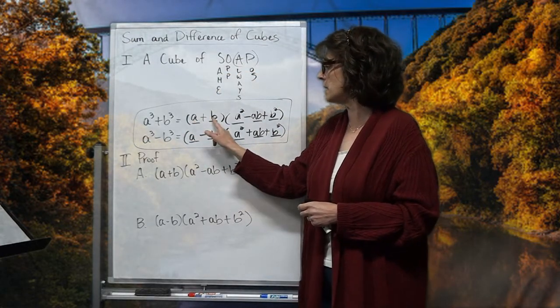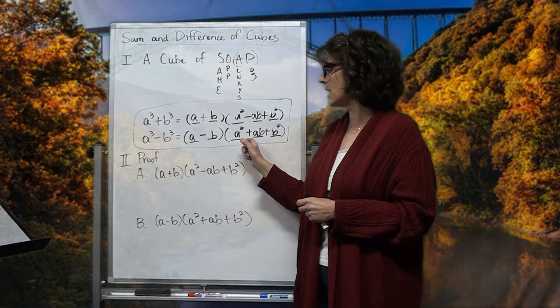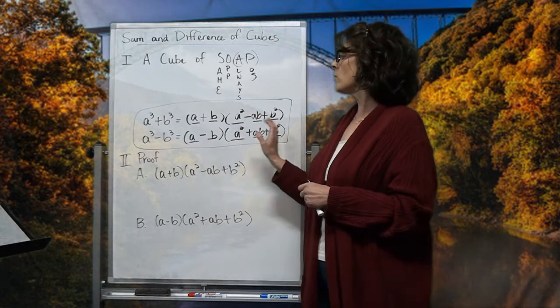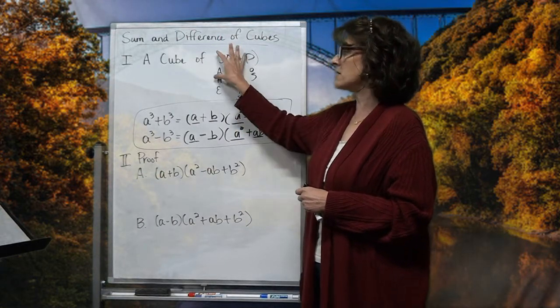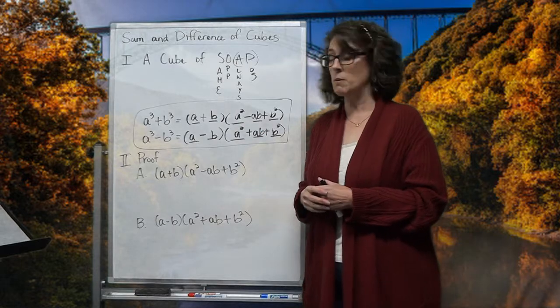When I multiply A times B, I get a positive AB. How come that's negative? Same thing here. A times negative B is a negative AB. How come that's positive? Remember, these signs are here because of this cube of soap. Memorize that pattern and just fill it in based on the memorization.